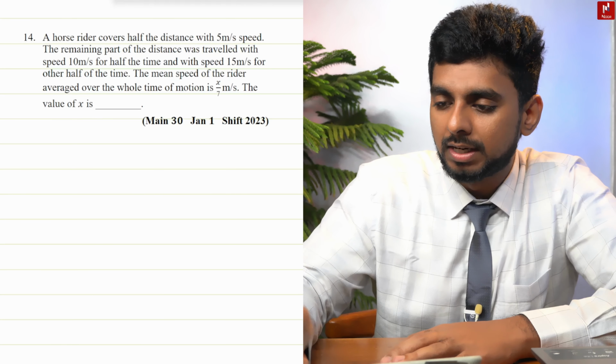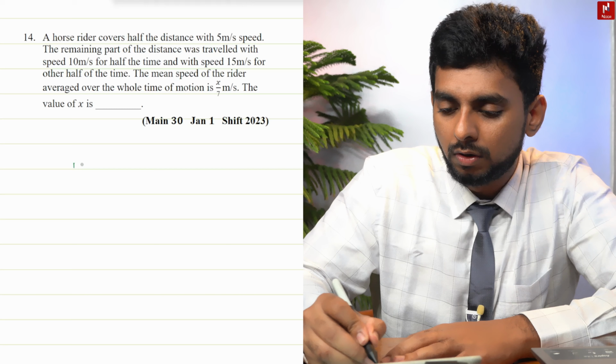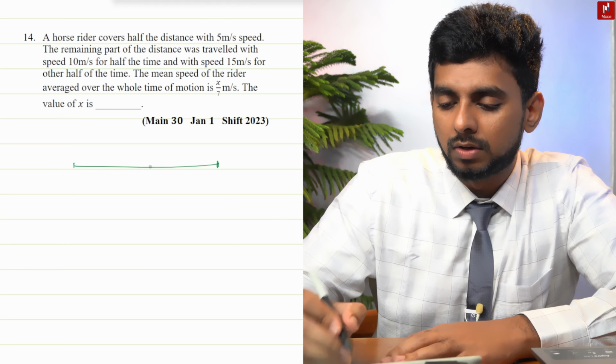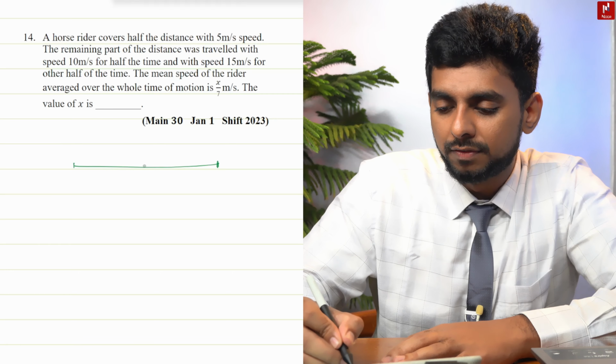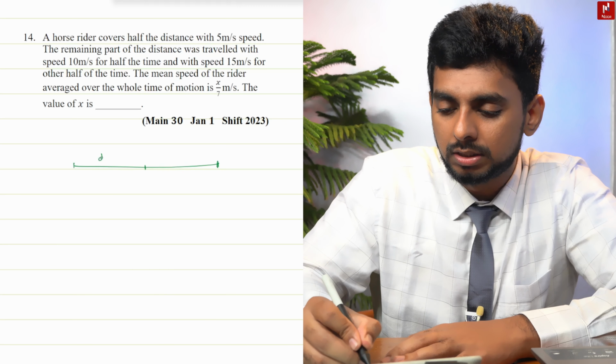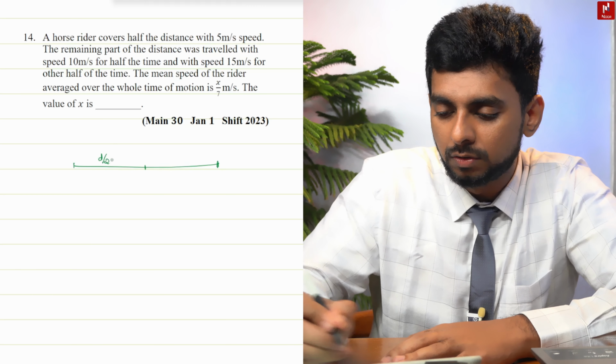Let me draw the diagram for the condition over here. So here they have given you the total distance. Yeah, this is the total distance. Let me split this one into two halves. Okay, so this will be the first part and this will be the second part. So this is d by 2 and this one is d by 2. Yeah, it should be obvious.